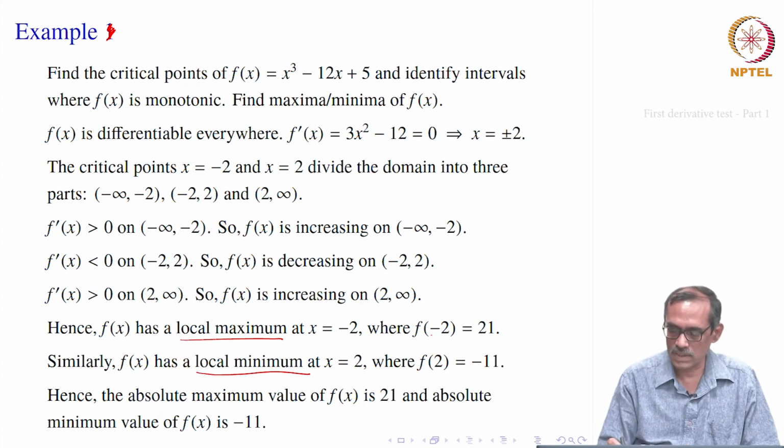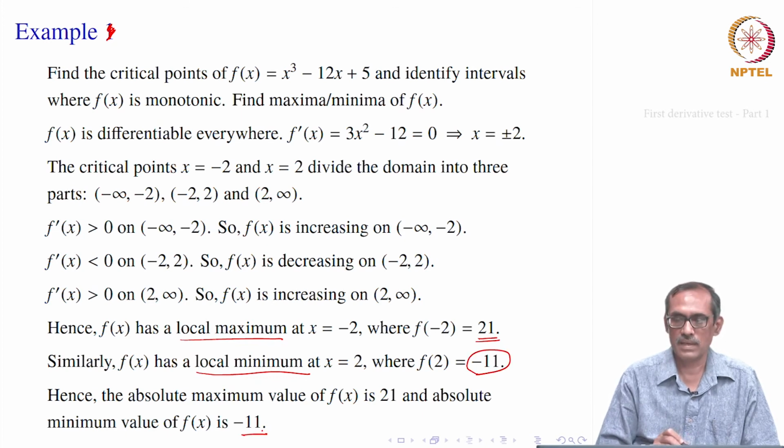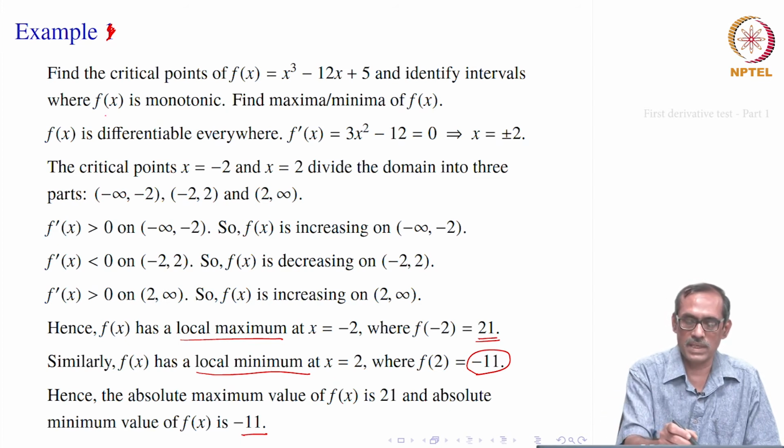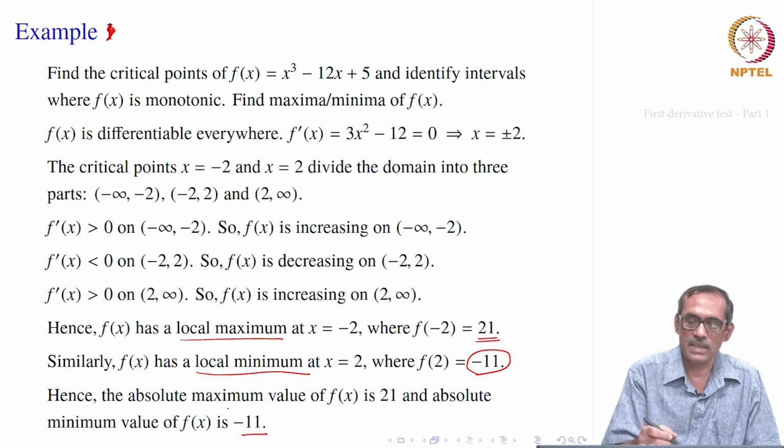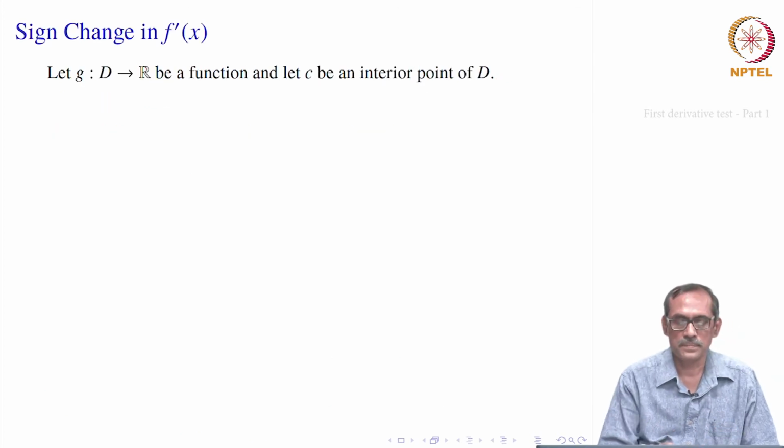But here what happens? f at minus 2 is 21, which is the maximum. So, the absolute maximum is 21, and comparing these two values, we say the absolute minimum is minus 11. So, that settles finding the maxima and minima, and identifying the intervals. The intervals are where it is monotonic, and it has different behavior in different intervals, and there are local maxima, and also absolute maxima and absolute minima. So, this is how we are going to use the information on the derivatives, but we will make a shortcut again. Let us try that.